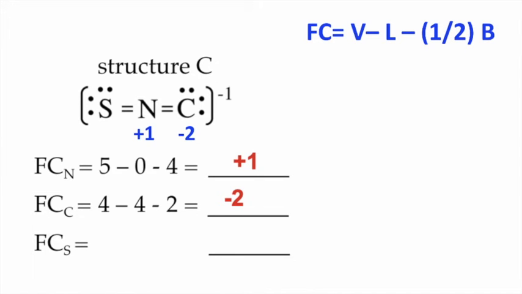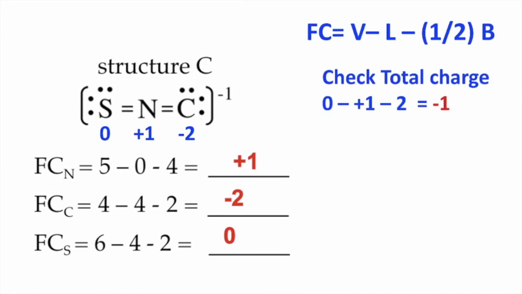Lastly, we're going to look at the sulfur. Sulfur has 6 valence electrons. We can see that we have 4 lone pair electrons, and we have 4 electrons tied up in those bonds. We're going to take half of that, leaving us 2, add them all together, and we get 0. We'll put that under the sulfur. And let's double check, and we see that if we add our formal charges, we get -1, which is the charge on the anion, and this is what we want.